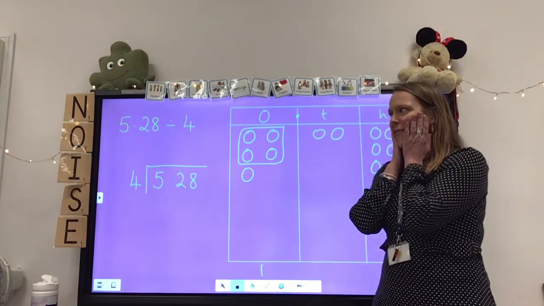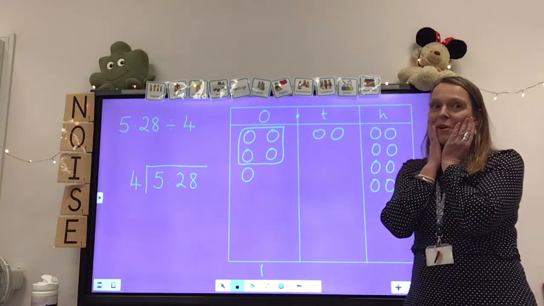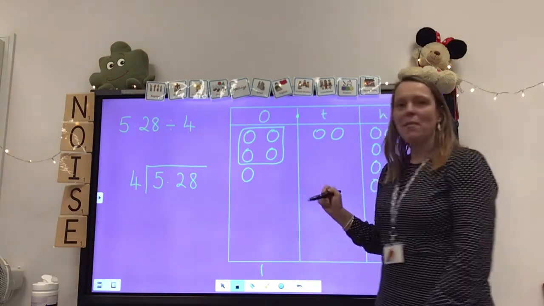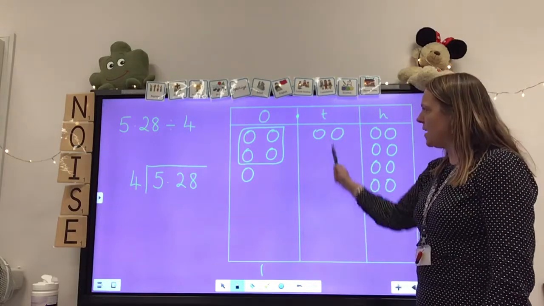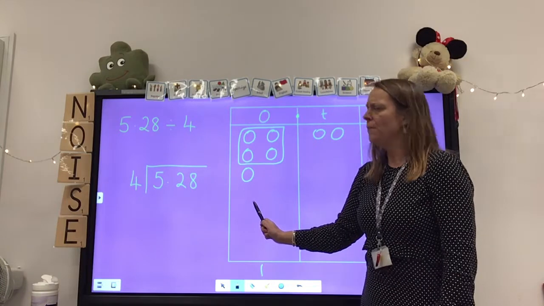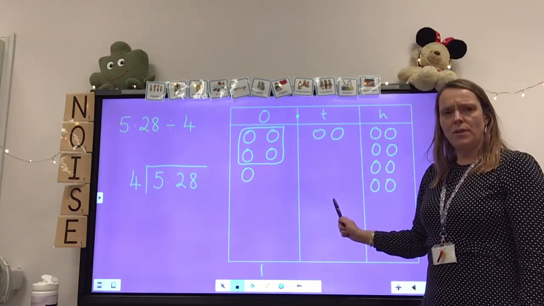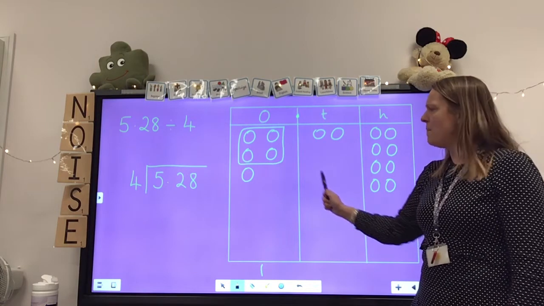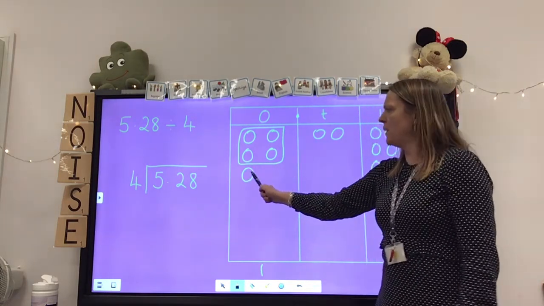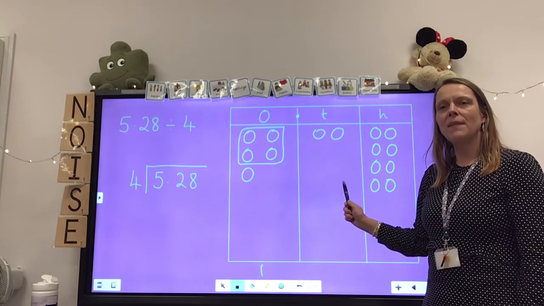Oh no, I've got 1 left. What do I do with that? Okay, well, we know from our work that we've done previously about the power of 10 and the fact that 10 of these equals 1 of these. So if that's true, how many does 1 of these equal to the tenths column? How many would we get if I exchange 1 of these for tenths? What would I get? Let's have a think.